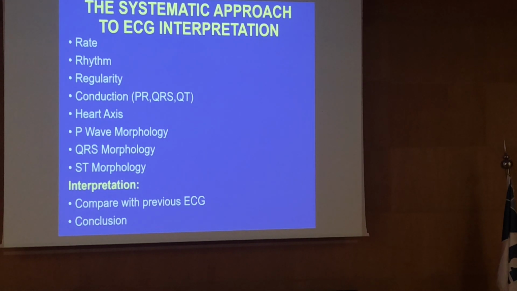Second, make sure calibration is right. The speed is written down, it should be 25 millimeters per second, and the voltage should be 1 millivolt equals 10 small squares. Okay? Then you go to rate, rhythm, regularity, the conduction part, the PR, QRS complex, the QT, and the axis, which we'll discuss in a minute. We look at the P wave morphology, whether it is normal or abnormal, the QRS complex, the ST segment, and then reach a final conclusion. Is it normal sinus rhythm with no abnormalities, or sinus rhythm with ST segment elevation, for example inferior MI or anterior MI? It depends on all of this.